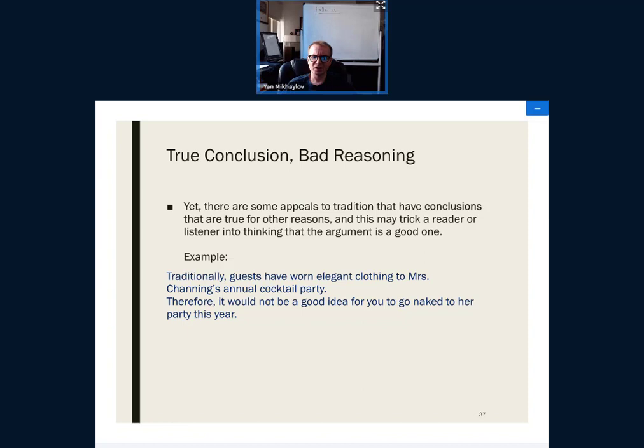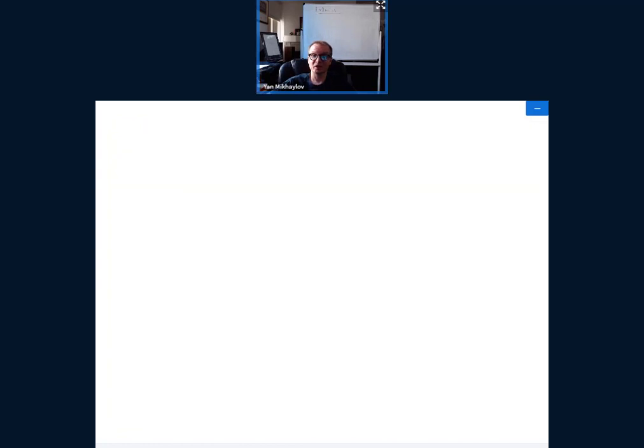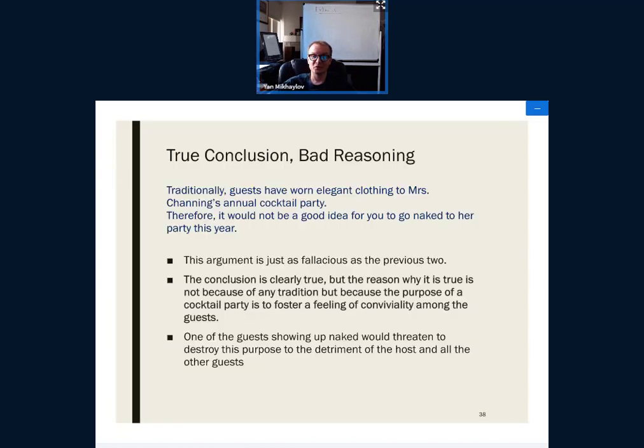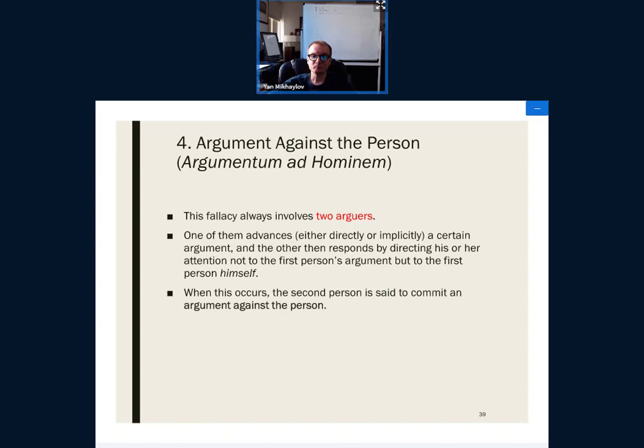It may not be a good idea to go naked anywhere, but the reasons are not the tradition in this case. The reasons are that it's just offensive to other people. You may even get arrested and ruin the party for sure. So the tradition actually has nothing to do with that, right? So again, the reasoning here is not based on the tradition, it is based on other motives.